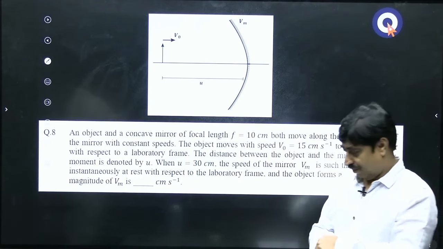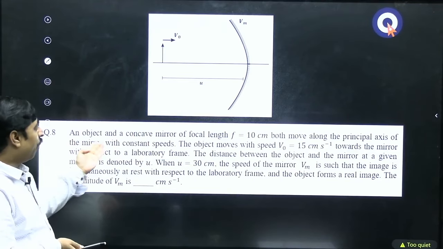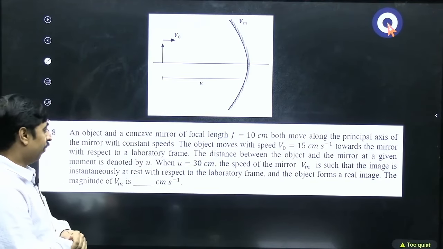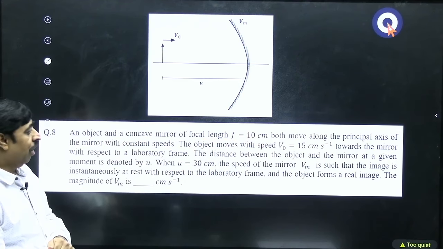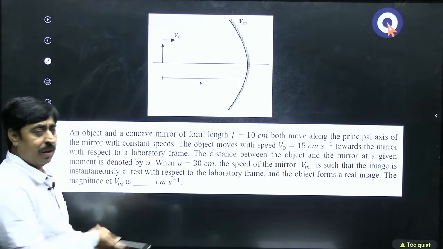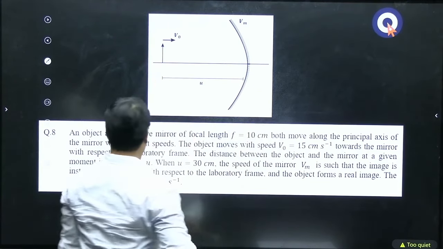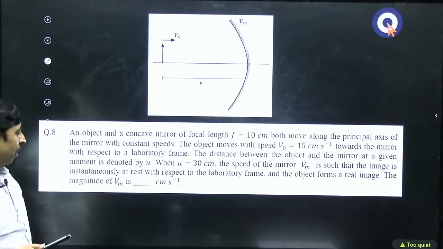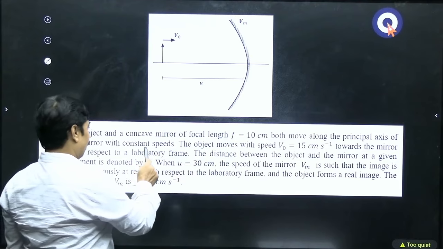Read the question. Okay, read it with me. An object and a concave mirror are there. The concave mirror has a focal length of 10 centimeters. And both move along the principal axis of the mirror. This is the principal axis. The object as well as the mirror both can move along the principal axis of the mirror with constant speed. Constant speed, there is no acceleration.